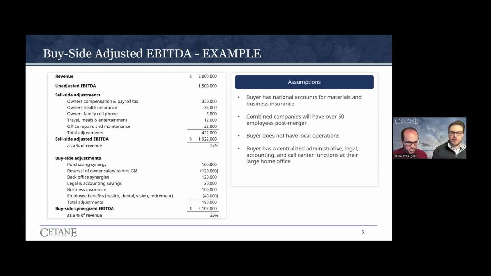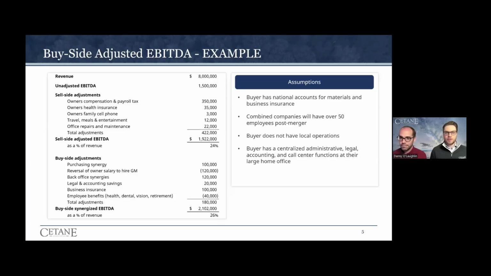Just real quick. I know we had an initial question on this, so I wanted to cover it real quickly. I talked about on the sell side adding back my compensation and payroll tax, but what about other potential family members who work in the business? How do you approach that? Is that always considered an adjustment? Is it never considered an adjustment?